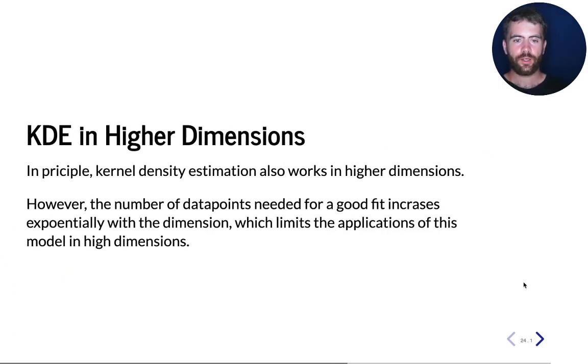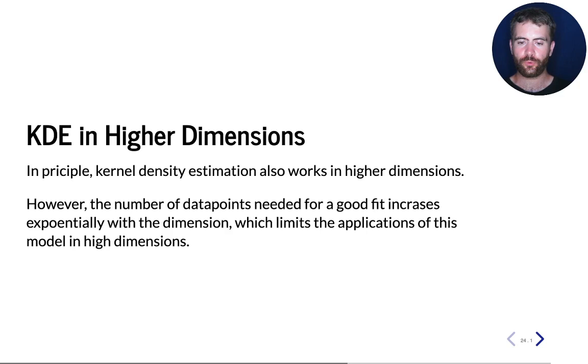So in principle, kernel density estimation also works in higher dimension. But as I mentioned earlier, the size of our grid increases exponentially. So if I want to keep the same bandwidth delta as in one dimension, my grid size will increase exponentially in higher dimensions unless I increase delta. But if delta is fixed, then if I have B cells in one dimension, I will have B to the D cells in D dimensions.